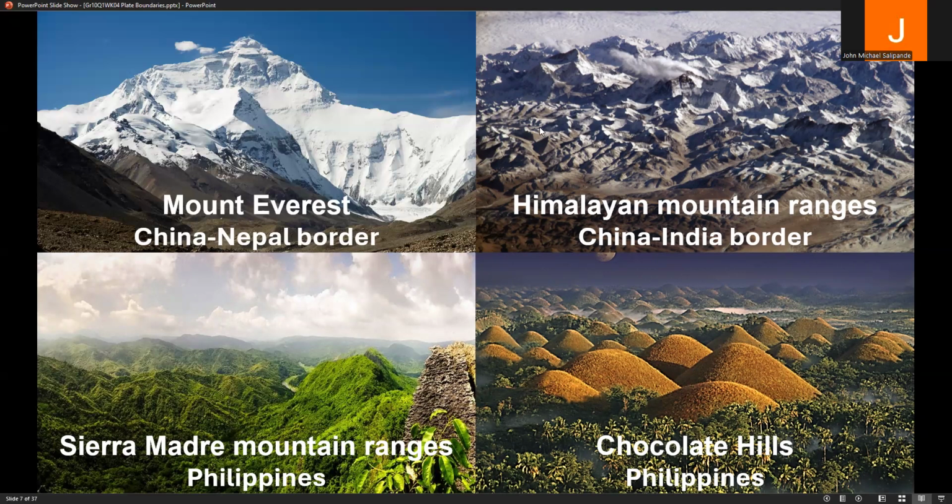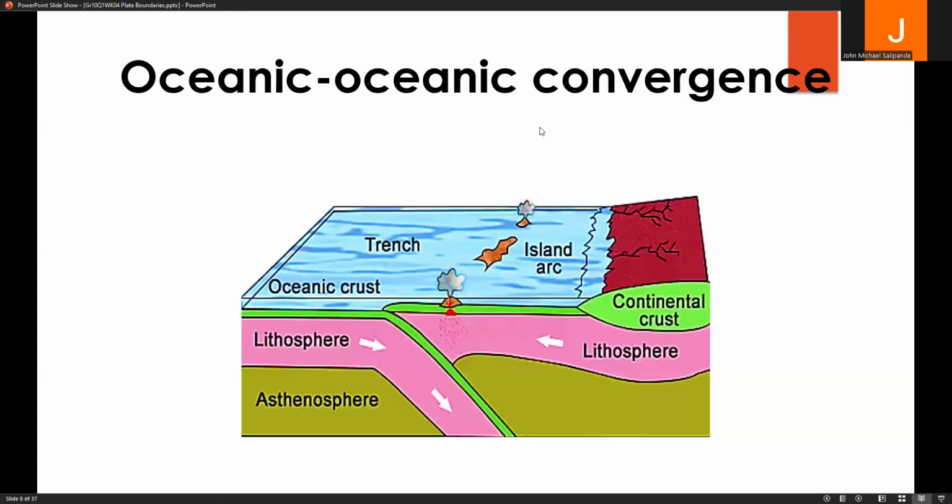So, ayan. Now, we have continental convergence. We also have oceanic convergence, wherein, as expected, you have two oceanic crusts colliding with each other. For those who weren't able to witness the simulation yesterday, let me simulate this second type of convergent boundary for you.